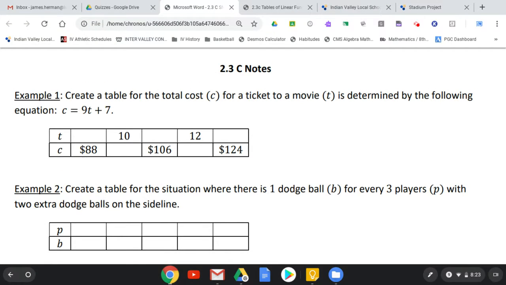Example 1. The cost, C, for a ticket to a movie is determined by the following equation. Create a table. Okay, so they already give us our equation. That's wonderful. And I want to be able to complete this table. All right?